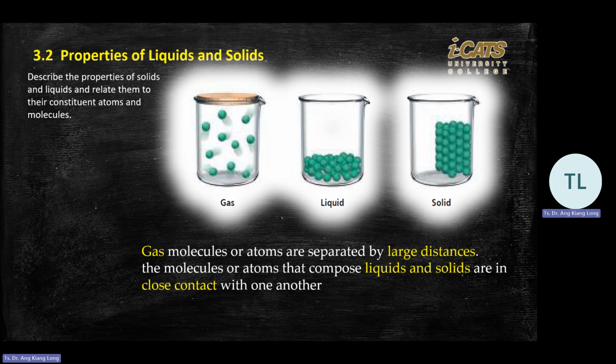So if the question asks you the properties of liquid and solid, these are the points you write. First, you talk about distance between atoms. First point, you need to elaborate. The distance between atoms for gases is very large, while for liquids and solids, they are very close. First point for properties of gas, liquid, and solid is we discuss the distance between atoms or molecules.